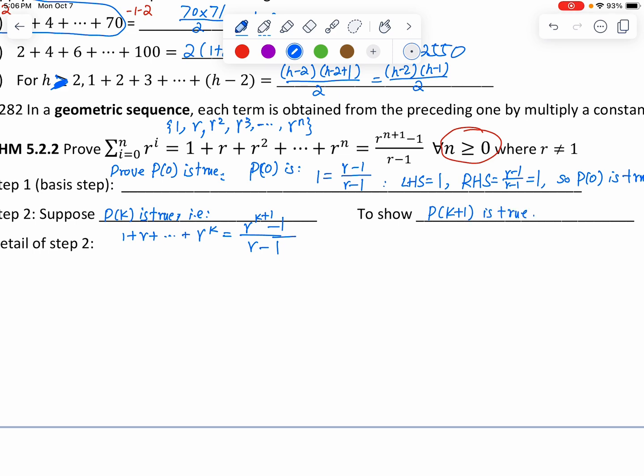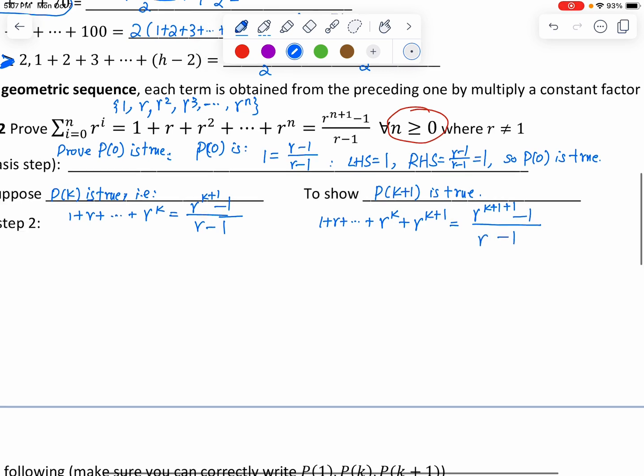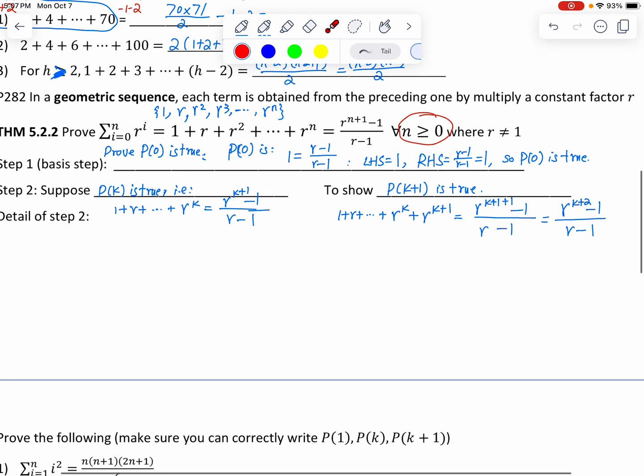Now, let's try to interpret this. This means 1 plus r plus up to r to the k plus r to the k plus 1, because n is k plus 1, equals the right hand side, r to the k plus 1 plus 1, because n is k plus 1, minus 1 over r minus 1. I usually continue to simplify this a little, so that means r to the k plus 2 minus 1 over r minus 1. Now again, make sure that you are very clear on the flow here. You assume this guy, you want to prove this guy, okay?